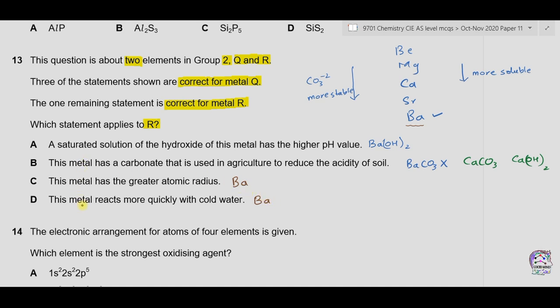So A, C and D, these three properties are for barium, while B is for calcium. So metal Q is barium and R will be calcium. The correct option for calcium is B.